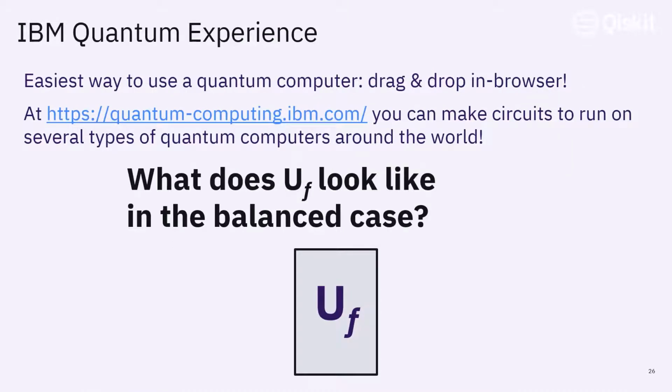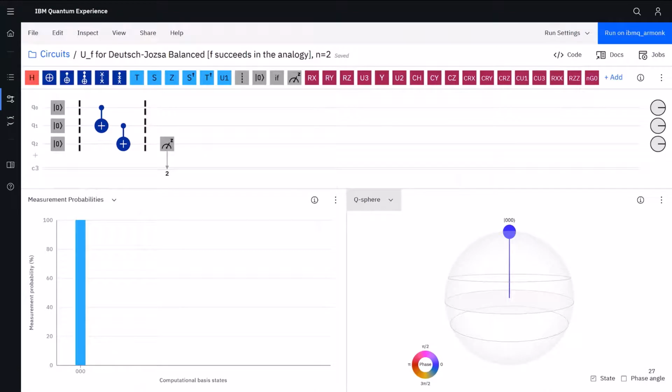Back to our cat analogy for the Deutsch-Jozsa quantum algorithm. What does u sub f look like in the balanced case, also known as the successful case in our analogy? So between the dashed lines here, we have two CNOT gates, and these two CNOT gates happen to implement the u sub f for the Deutsch-Jozsa algorithm for n equals 2. So if somehow we could represent our cat with just 2 qubits. In this case, the measurement probabilities yield zeros for the input when your input qubits are all zeros.